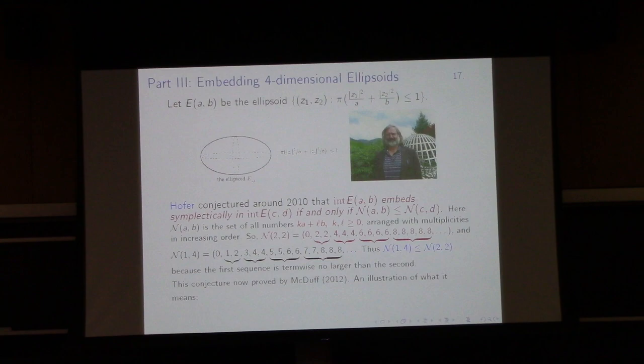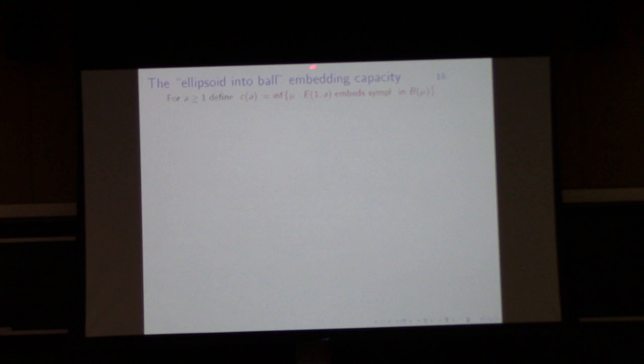Just to give you an idea, I proved this theorem. Actually, I proved this first in a slightly different form. I didn't give the invariant in this form. I had a criterion for when one ellipsoid embeds into another. And Felix Schlenk, who thought a lot about these problems, said, well, let's work out what the capacity function is. Let's work out what this means. So there's an embedding capacity function.